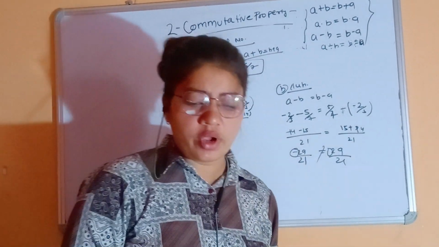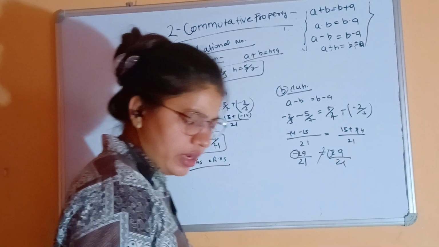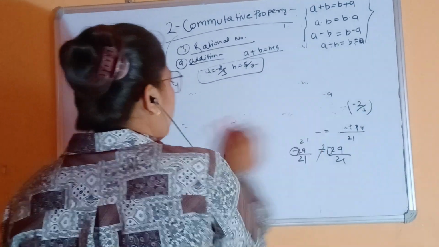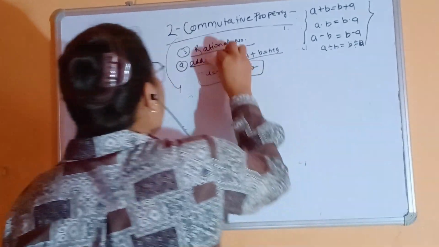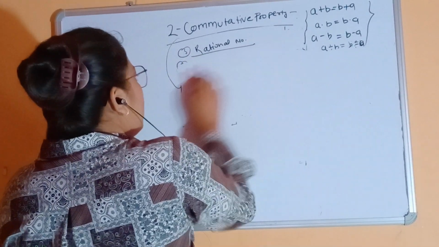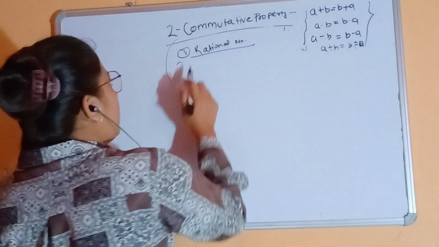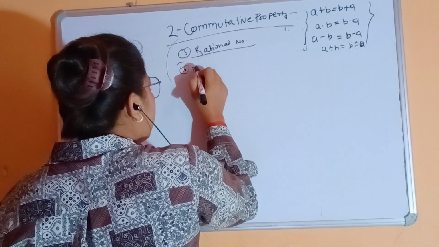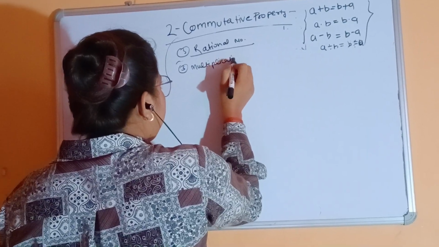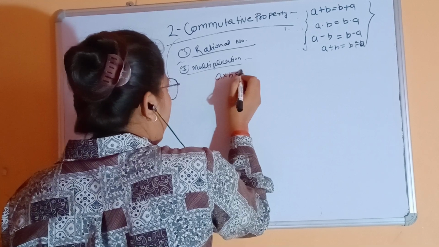Example of rational numbers. Okay. Now we take the example of multiplication. Same example, take multiplication also. Third is multiplication. Multiplication, that means A into B and B into A.